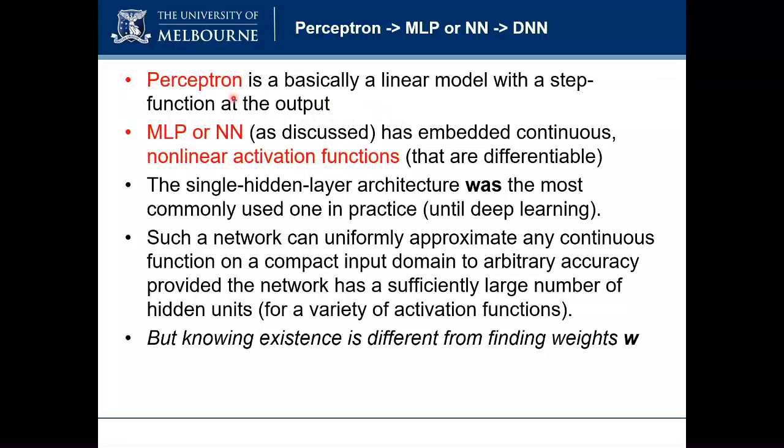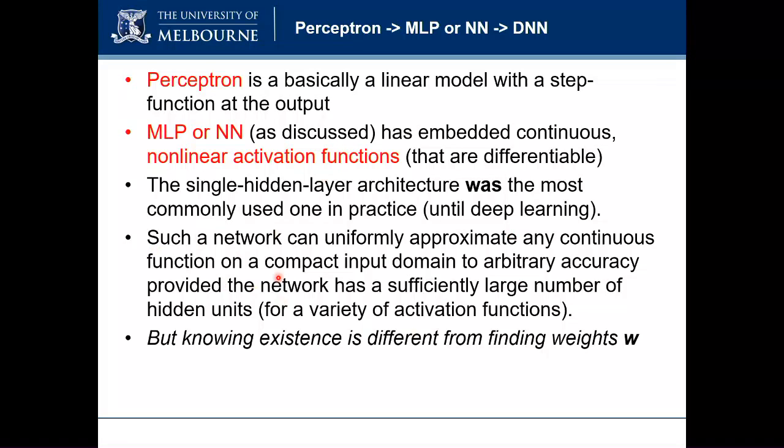So the perceptron was this 50s thing that I mentioned. People did, in that case, simply a linear combination and then a simple step function as the output nonlinearity. So that was a classifier, right? Linear combination and the step function. A single hidden layer was the most commonly used in practice until deep learning. So that was most of the last century.